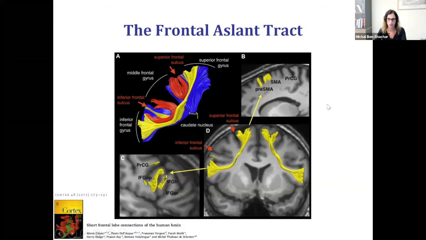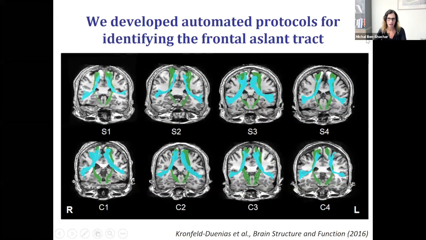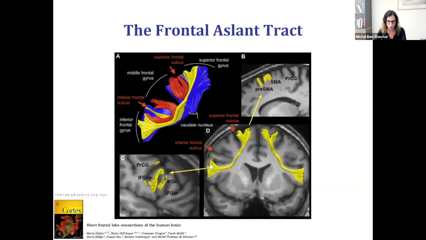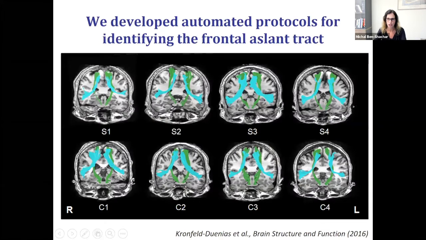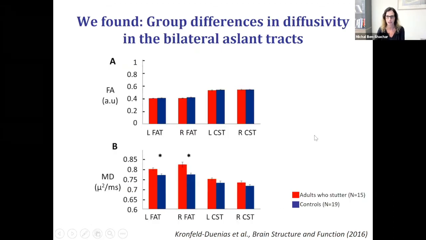Most of the findings were from patients with PPA. Given that this pathway connects Broca's area and the precentral cortex to the pre-SMA and SMA dorsally, we thought this is a very relevant tract to be looking at in adults who stutter. So Vered developed these automated protocols for identifying the Aslan tract in individuals who stutter in the top row and controls in the bottom row. We did this for everybody in our sample, 15 and 19.